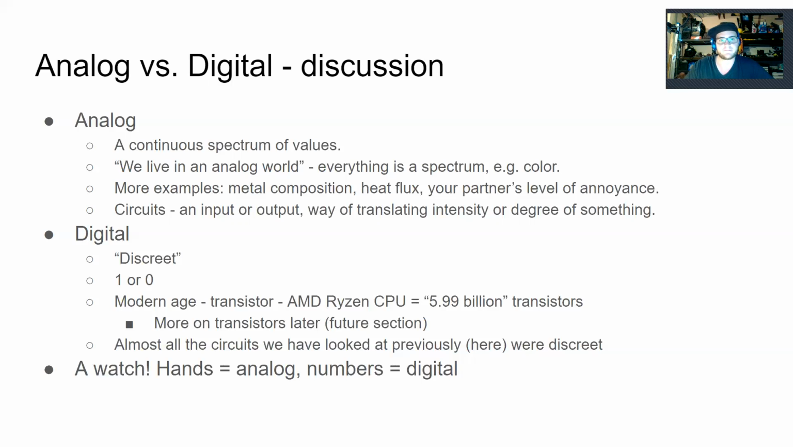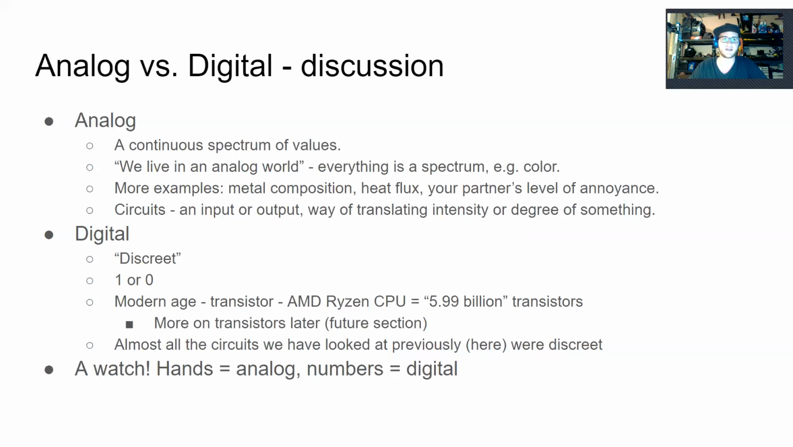So in a circuit, an analog value will be an input or an output from a module. And that analog value is tracking some physical property, right? We'll get into the examples of that later. But it's really a measurement of the intensity of a value or the degree of something.